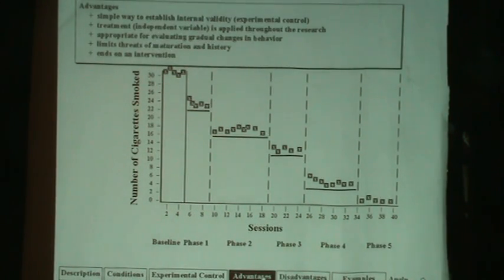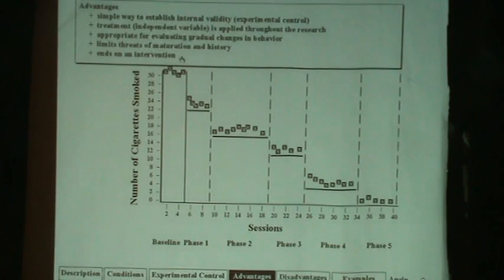This is a simple way to establish internal validity or experimental control. The treatment, or the independent variable, is applied throughout the entire research except for the baseline. So the treatment is available to the person throughout all of the phases. It's appropriate for evaluating gradual changes in behavior. It really limits the threats of maturation and history. Those are threats to internal validity.